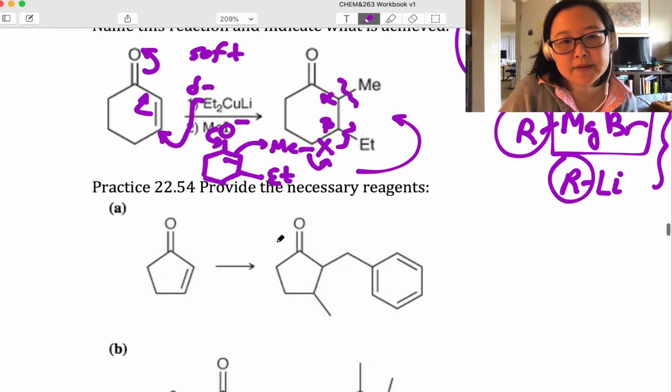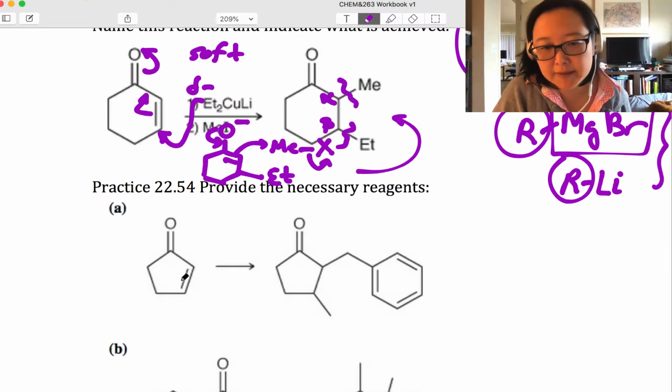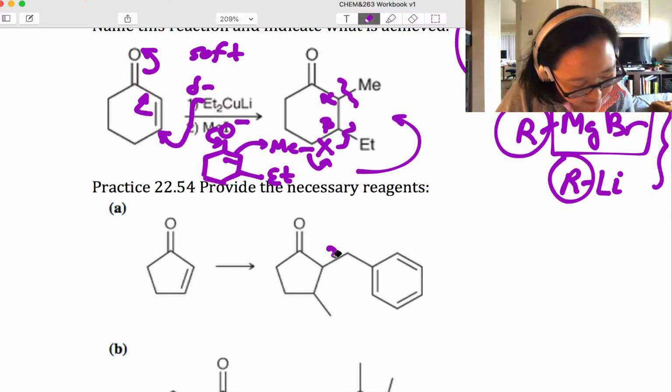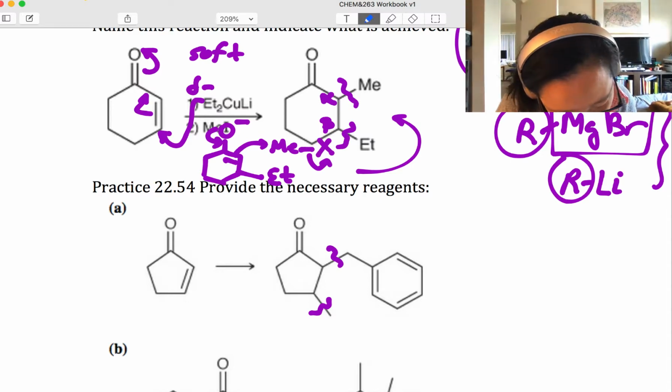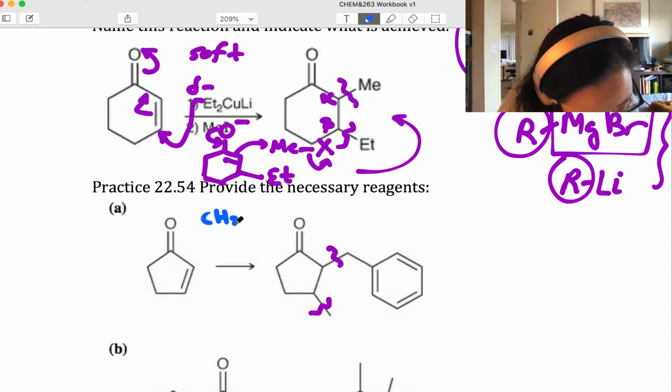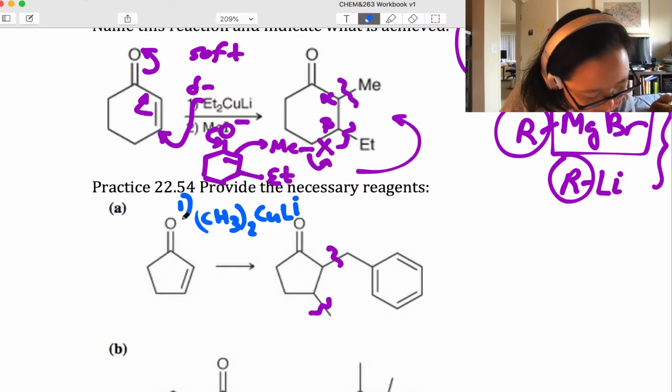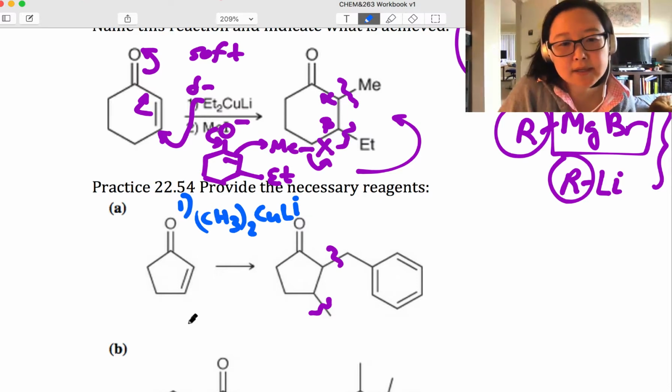For this one, notice we're starting with the alpha beta unsaturated. That tells me it's probably going to be some kind of Michael addition. I've got two different R groups here. So first, I want to figure out what do I need to add this group on at this beta position. So that's where I need my Gilman reagent. Okay, so that's that. So remember, there's two R groups, but only one of them attacks. So this one goes here, and then I make my enolate, and it's going to attack at the alpha carbon.